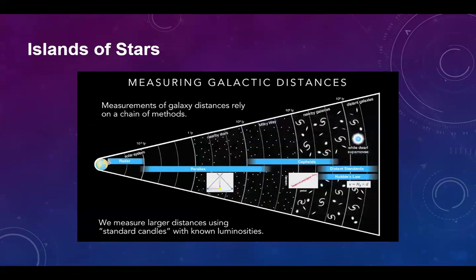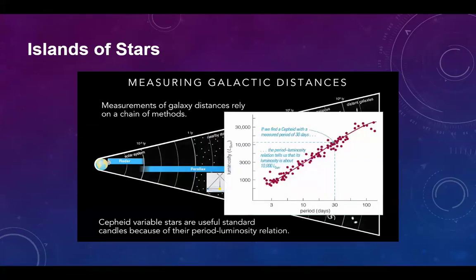Several types of astronomical objects can serve as standard candles. One of the most important is a class of stars known as Cepheid variable stars, or Cepheids for short. Cepheids follow a period luminosity relation, in which a Cepheid's luminosity is directly related to the period of time over which its brightness rises and falls. For example, if you find a Cepheid with a period of 30 days, you know that its luminosity is about 10,000 times that of our Sun.